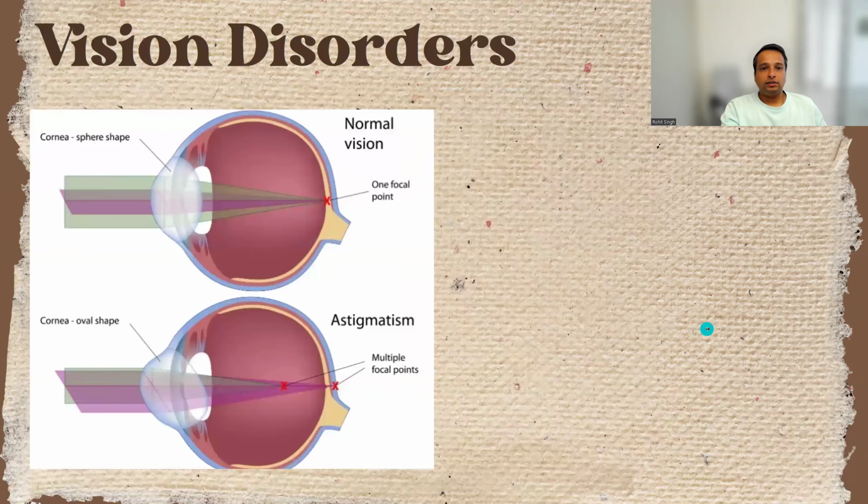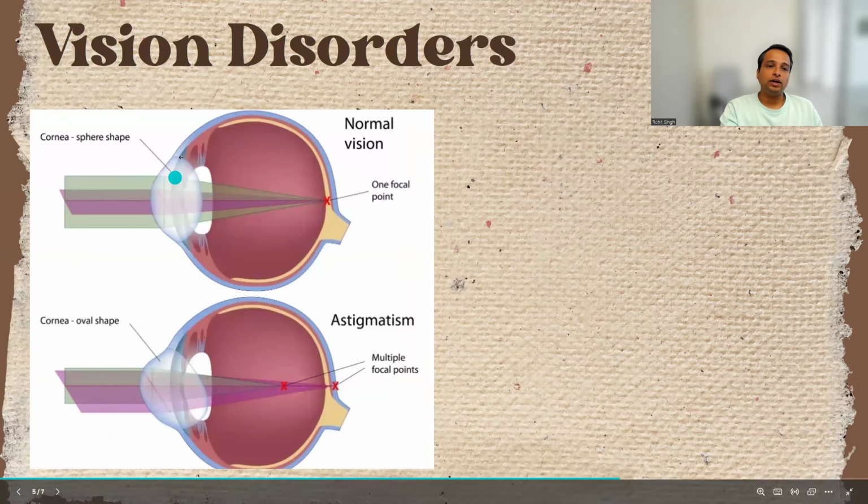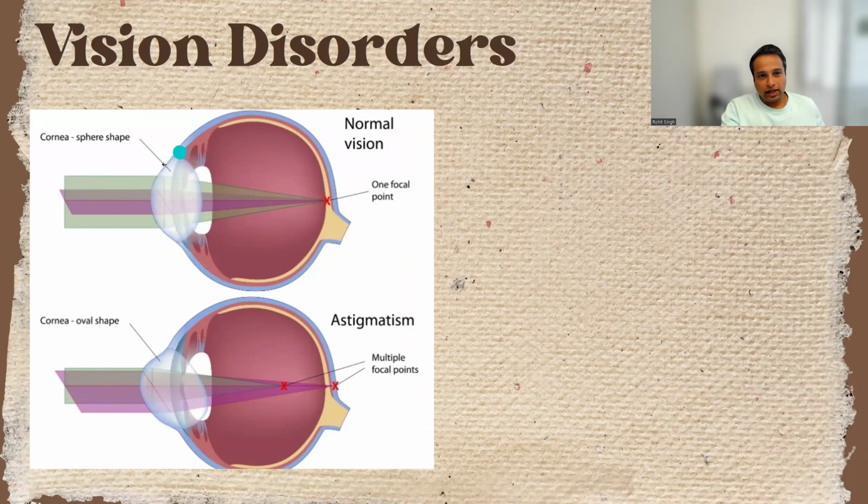Now, for astigmatism, the problem is the cornea and sclera. This is your normal, which has to be almost like a spherical shape. But in astigmatism, either the lens is crooked or your cornea is a little bit differently shaped. Instead of being a nice spherical shape, it might have some bumps.